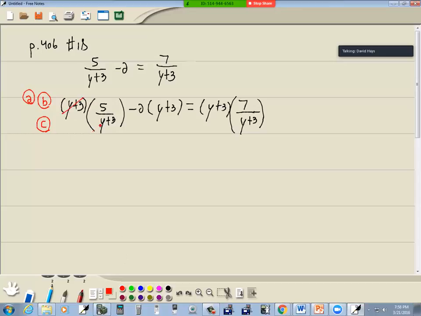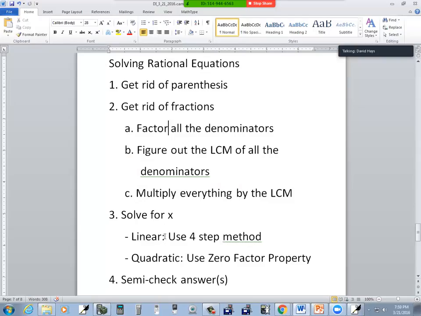When I do that, these y plus 3's cancel, and these y plus 3's cancel. So I got 5 minus 2 times y plus 3 is equal to 7. Negative 2 times y is negative 2y. Negative 2 times 3 is negative 6, equals 7. 5 minus 6 is negative 1, is equal to 7. And we're now at, I say solve for x, but it can be any variable, we're now at step 3, solve for y.